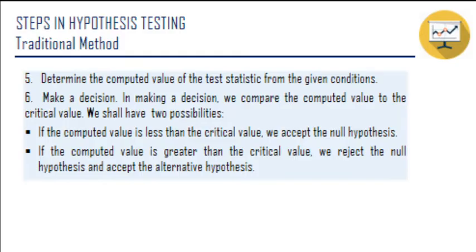If the computed value is less than the critical value, we accept the null hypothesis. And second possibility, if the computed value is greater than the critical value, we reject the null hypothesis and accept the alternative hypothesis. Ulitin ko kung ano yung two possibilities in making a decision. Napaka-importante na i-master nyo to. So, if the computed value is less than the critical value, we accept the null hypothesis. And if the computed value is greater than the critical value, we reject the null hypothesis. And of course, if we reject the null hypothesis, we accept the alternative hypothesis.